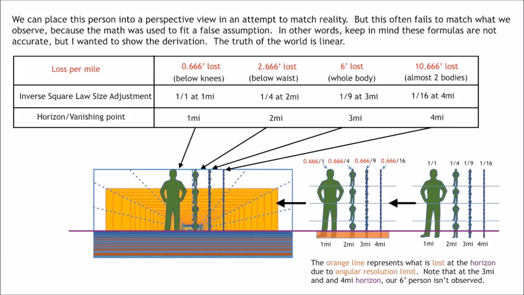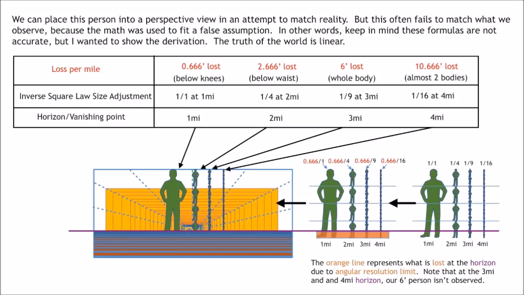So again, the loss per mile: 0.666 lost below the knees, then we have 2.6 lost below the waist, then about 6 foot loss, which is the whole body, and then about 10.6 loss, which is almost 2 bodies. And our inverse square law adjustment here, you're going to be at 1 to 1 at 1 mile, 1 over 4 at 2 miles, 1 over 3 squared at 3 miles, and 1 over 4 squared, 1 over 16, at 4 miles, and so forth.